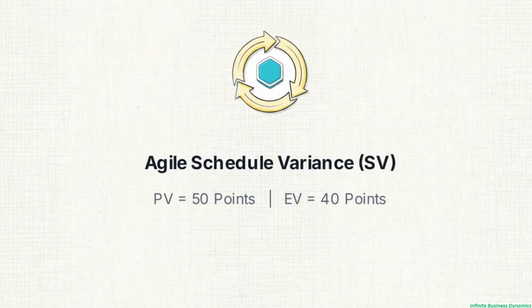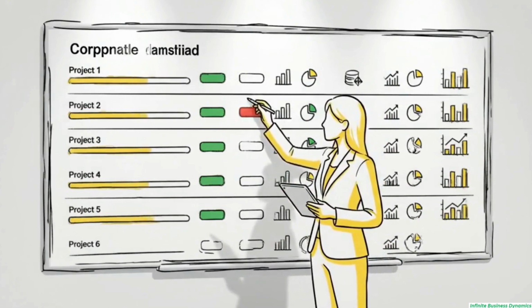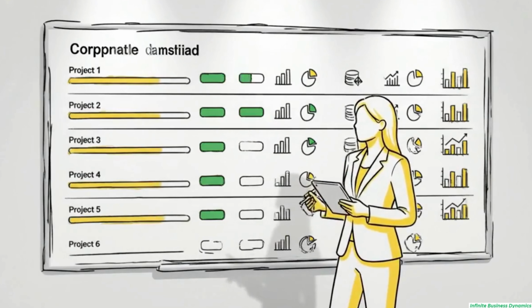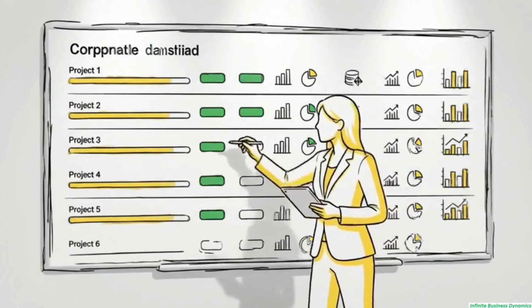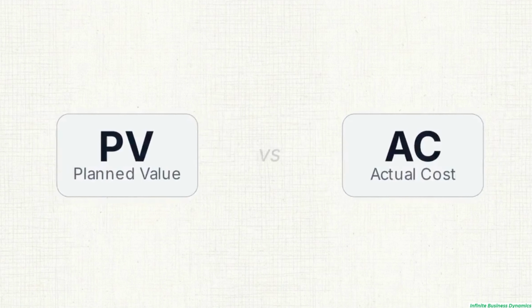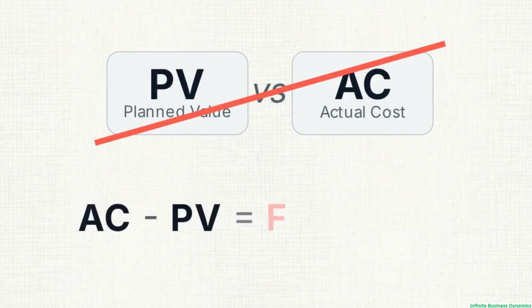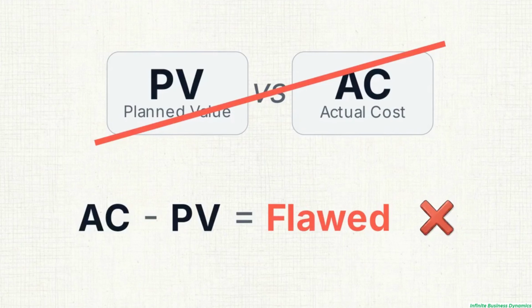If a team planned 50 story points for a sprint but completed 40, the earned value minus planned value results in a negative 10. The sprint is behind schedule. Because the math is identical across methodologies, these variances provide an objective, data-driven narrative of project health across an entire portfolio. A common operational mistake incorrectly compares planned value directly with actual cost. This ignores the work actually completed and produces a flawed cost variance.